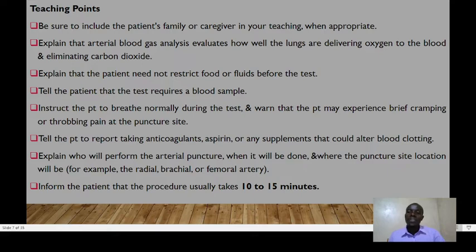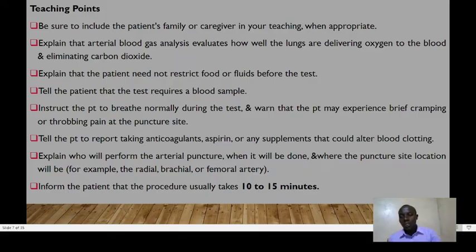Also explain to the patient that food or fluids are not restricted because they are not involved in this case. You tell the patient that the test requires a blood sample, so that they are sure of the type of sample to be used. You instruct the patient to breathe normally during the test. Warn the patient that they may experience some pain, like a sting, as you insert the needle.